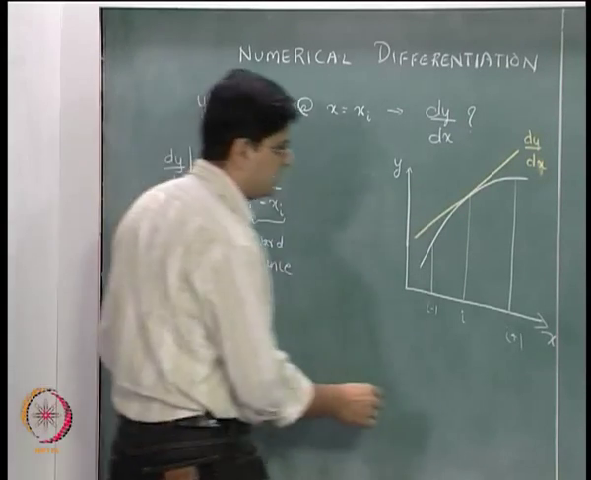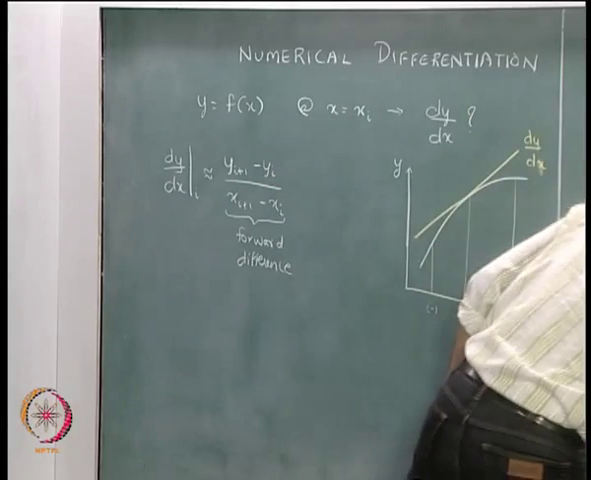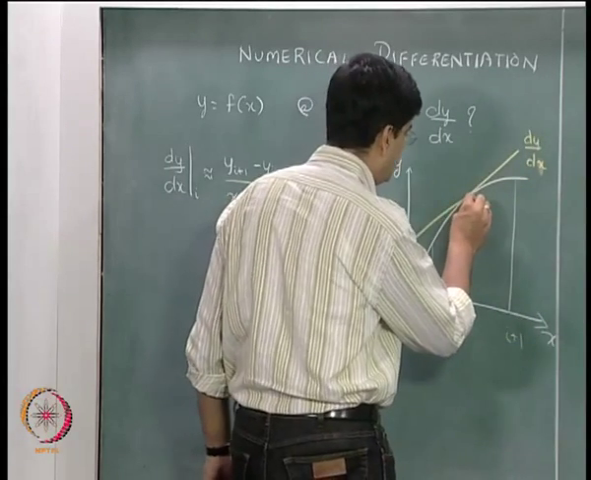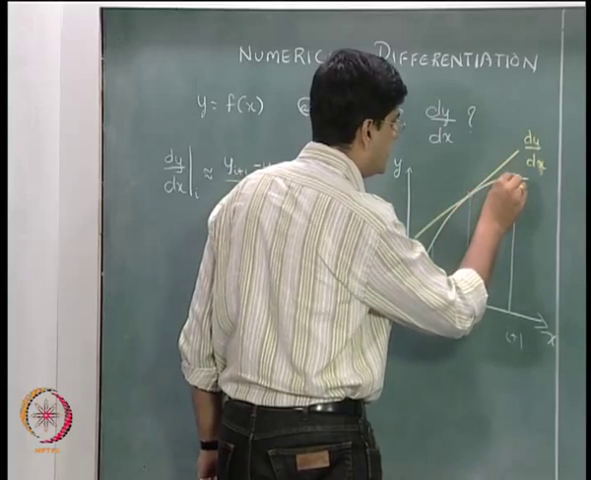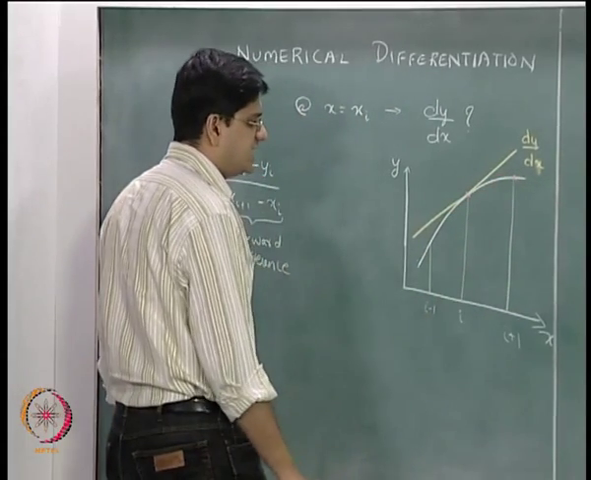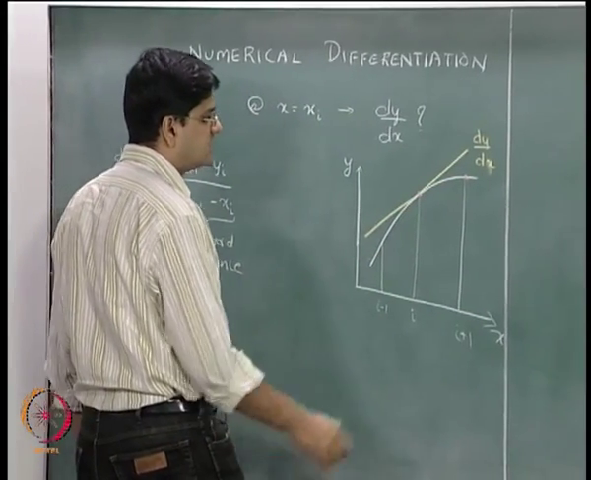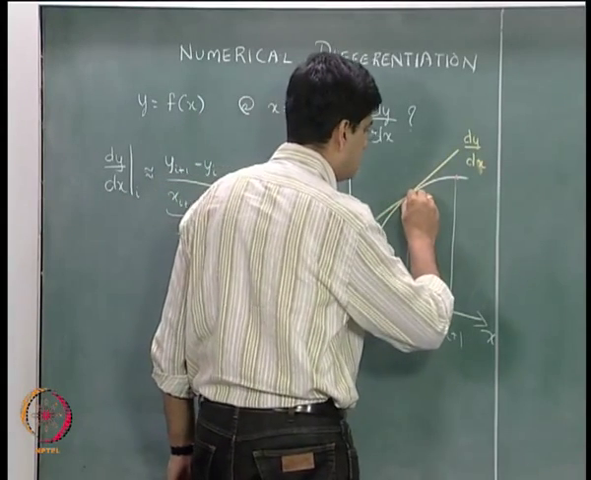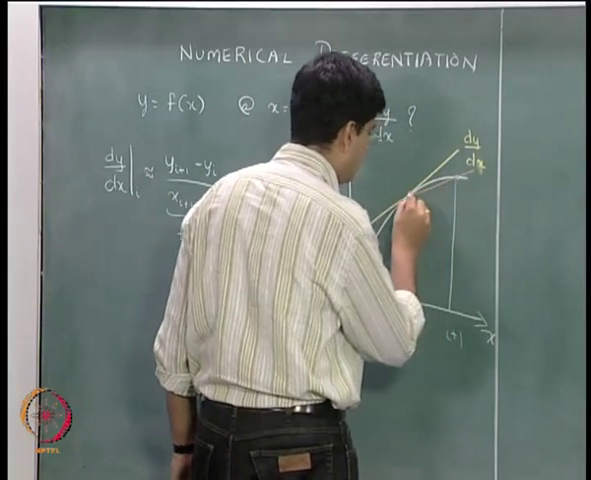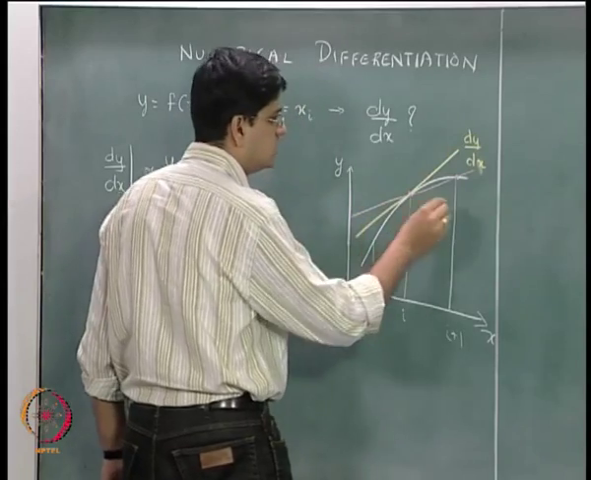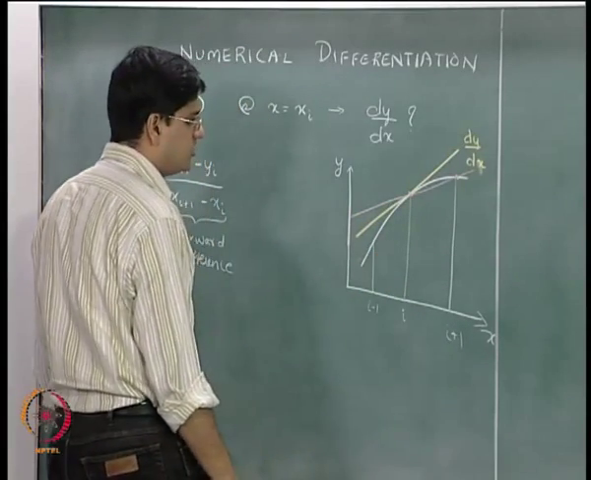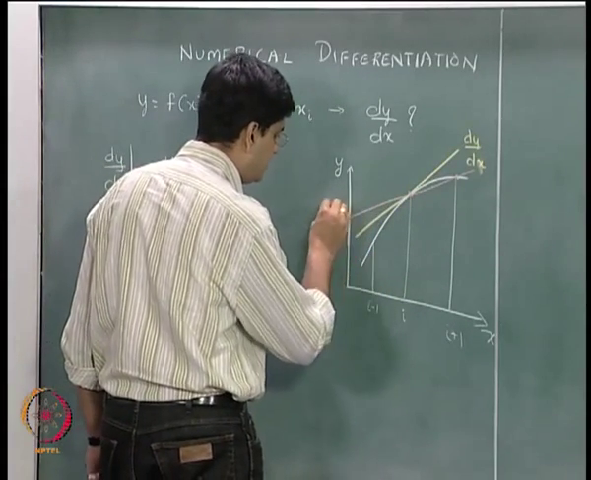Okay. And this can be represented as a line, the slope of the line joining the points xi, yi with the point xi plus 1, yi plus 1. So the red line that I am showing over here is the forward difference approximation.